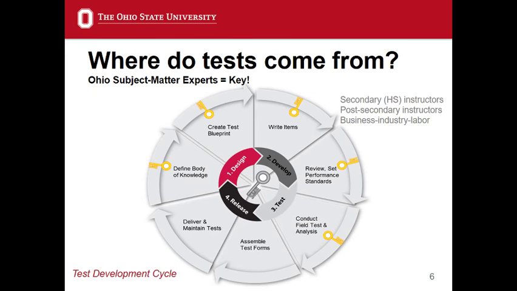Where do the tests come from? Obviously, Ohio subject matter experts are the key. Everywhere you see a gold key there. Secondary high school instructors, post-secondary instructors, and business, industry, and labor practitioners have participated, from defining the body of knowledge, the career field technical content standards, which are undergoing broad revision this year and next. Create a test blueprint from that, write the items, review and set performance standards, conduct a field test and analysis, assemble the 2 test forms, pre-test and post-test, and then deliver and maintain the tests.